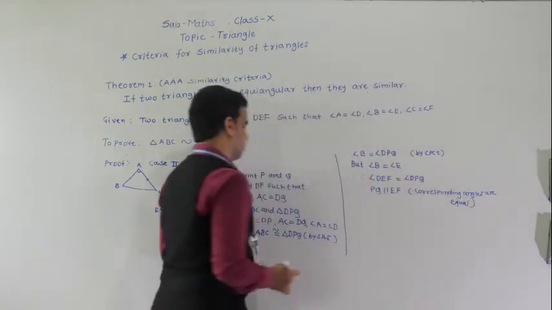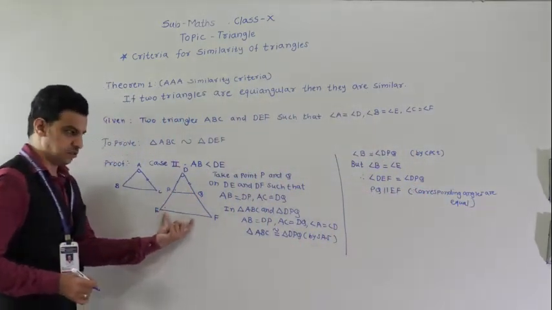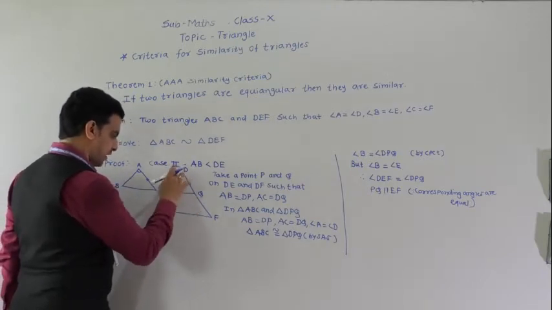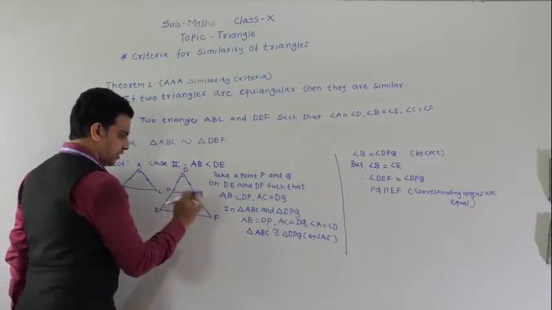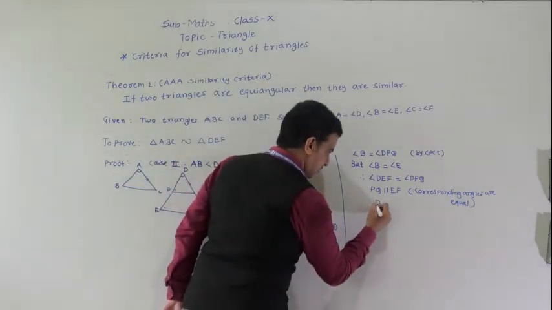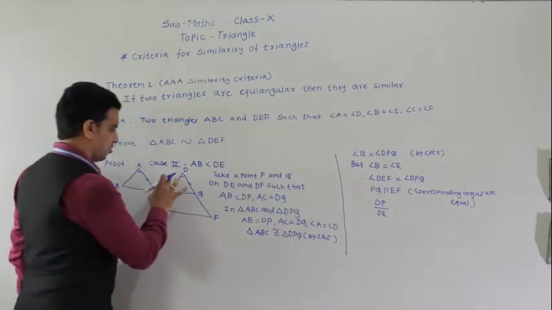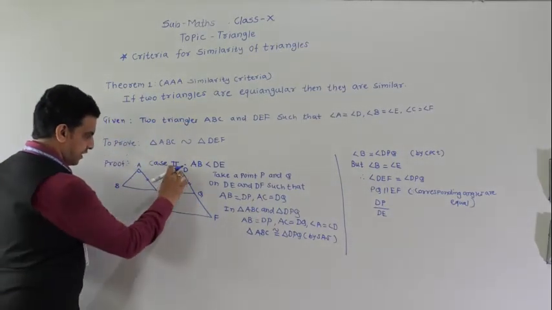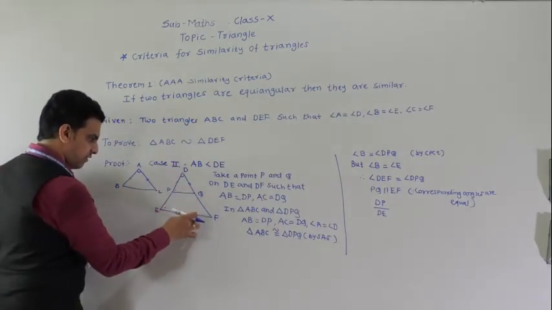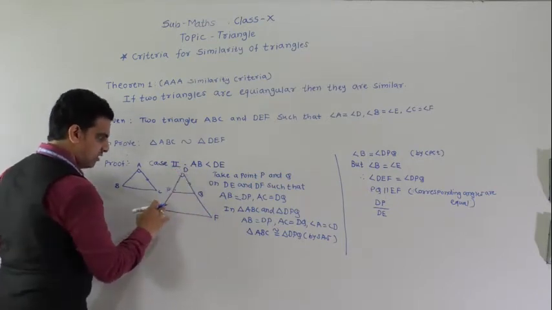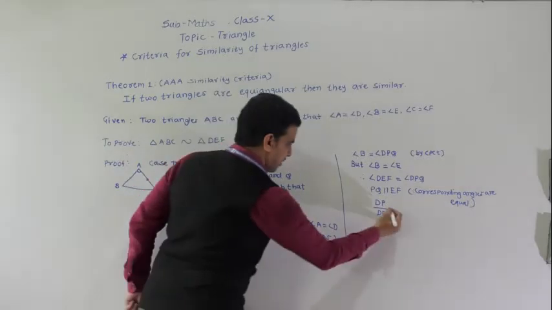Okay, so PQ is parallel to EF. Now we can write by BPT, DP by DE is equal to DQ by DF. DP by DE, this is actually a corollary of BPT. Here PQ is parallel to EF, so in triangle DEF, we can write DP by DE is equal to DQ by DF.